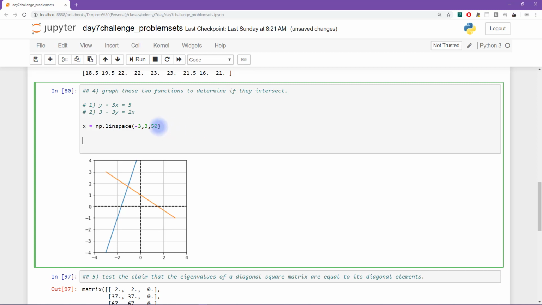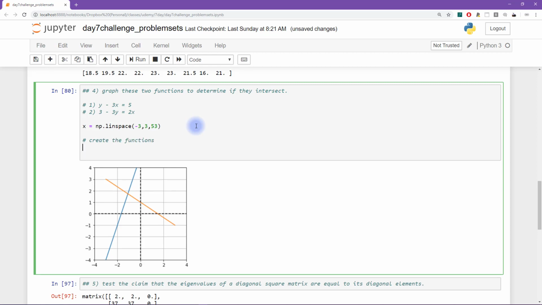Now, I know you're probably thinking that 50 is a really boring, straight number, so okay, fine, I'll change it to 53. There. I hope you're happy. Let's see. Now we need to create the functions. And essentially what we want to do is rewrite these to be a function of y.